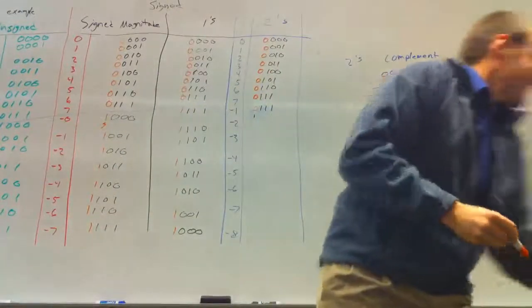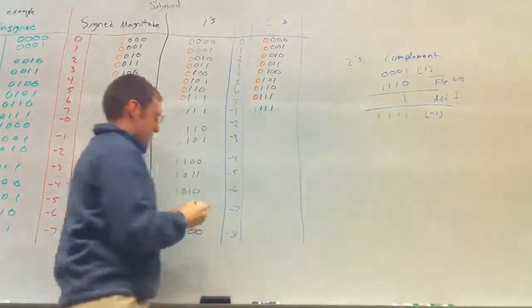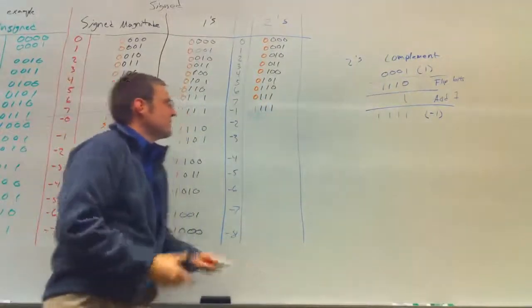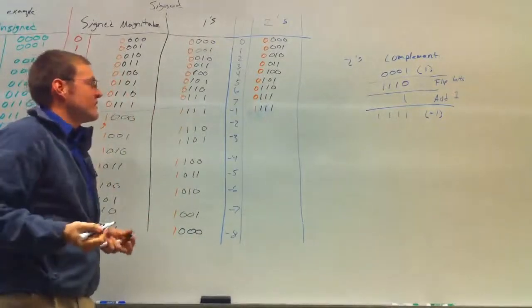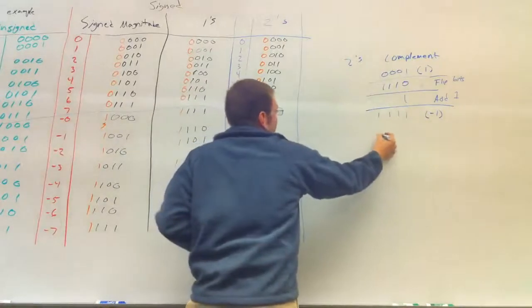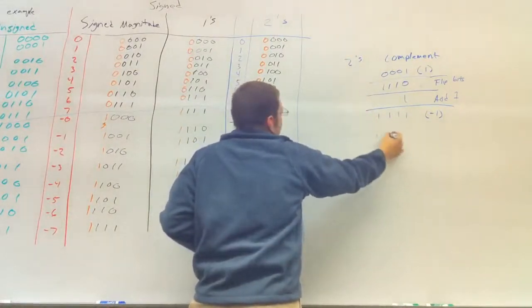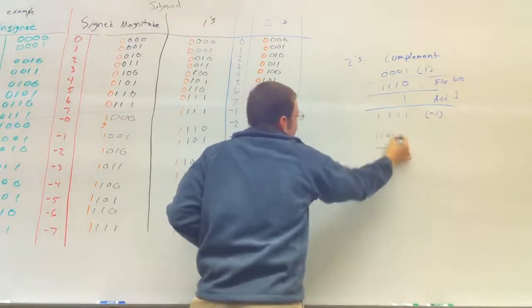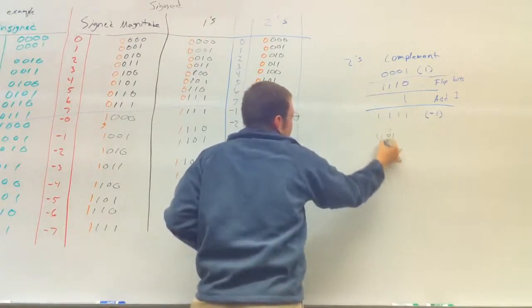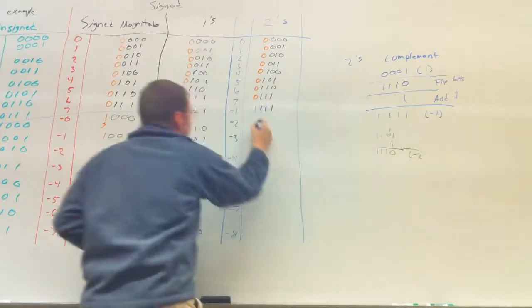Should be 1. Okay. So, what should 2 be? Yeah, 1, 1. I'm just going to skip to flipping them. 0, 1. We add 1. So we're going to get 0, 1, 1, 1. That's going to be -2.